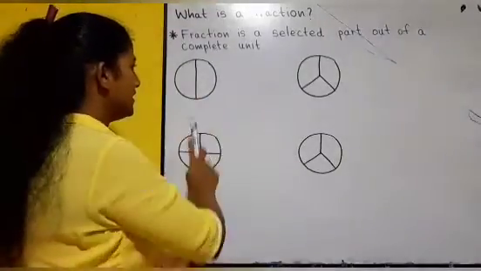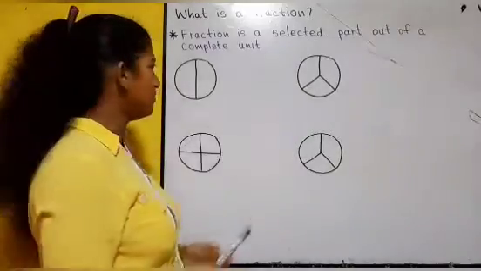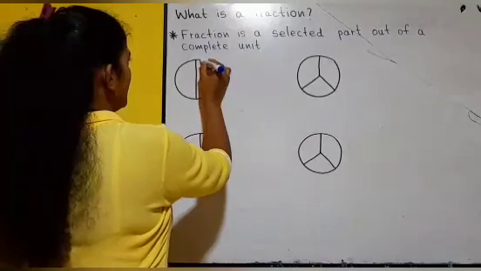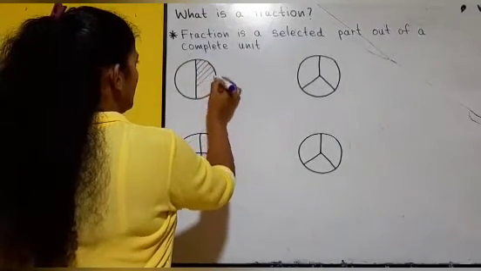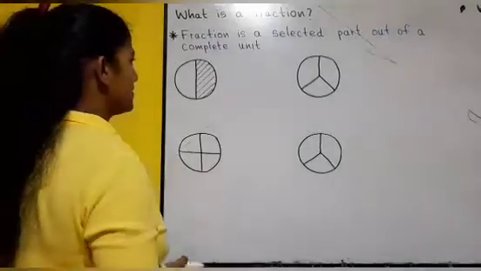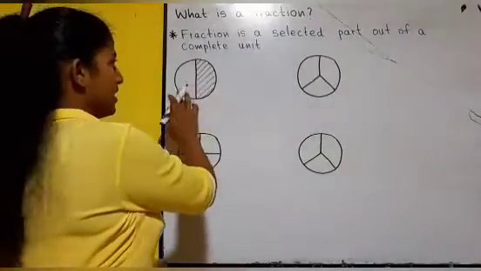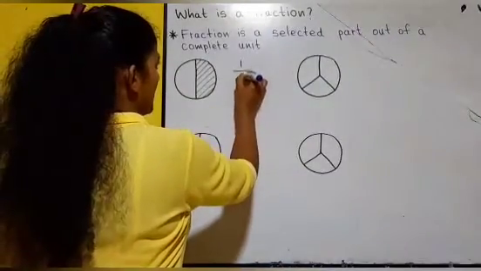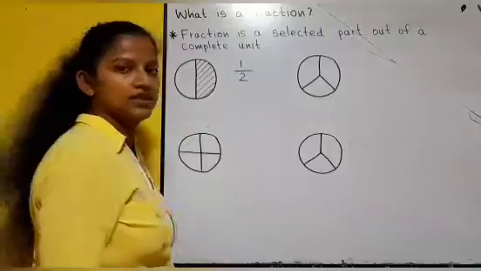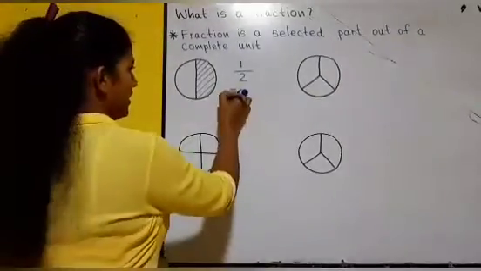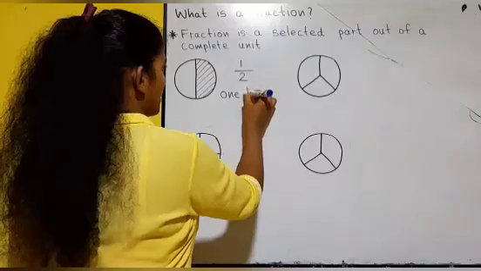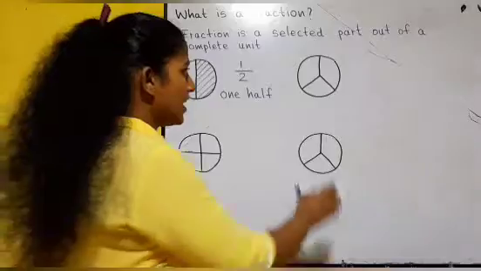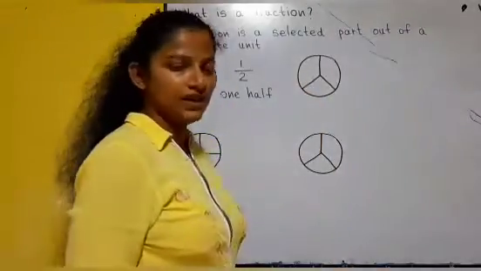In the first circle, I have divided it into 2 equal parts like this. Now I am going to shade one part out of the 2 parts. Now how to represent this fraction? There are 2 total parts. One part is shaded. So the fraction can be written as 1 over 2. This can be read as 1 half.